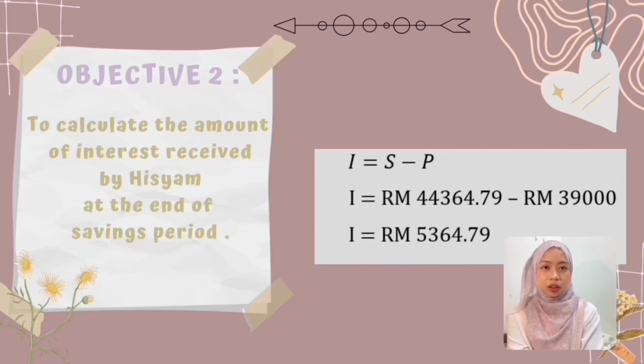Objective 2. The formula of interest is I equals S minus P. I equals 44,364 ringgit and 79 cents minus 39,000. The total of I is 5,364 ringgit and 79 cents.